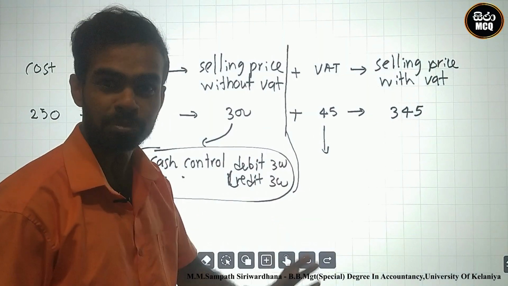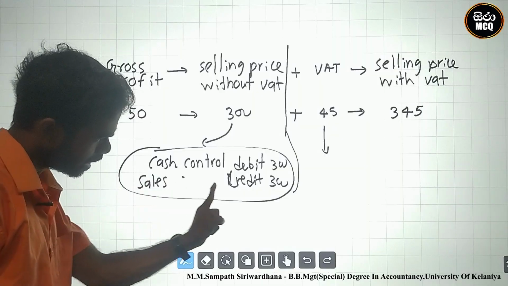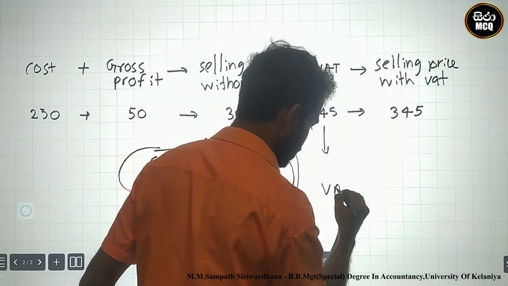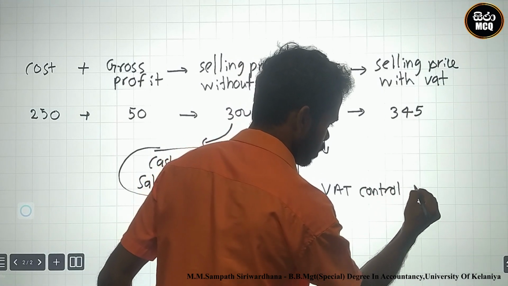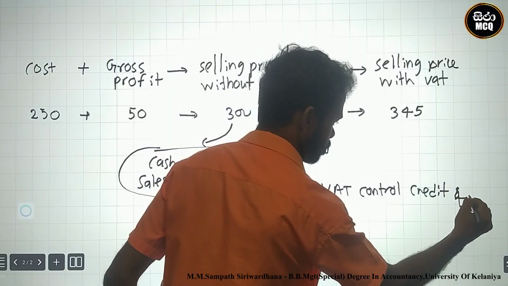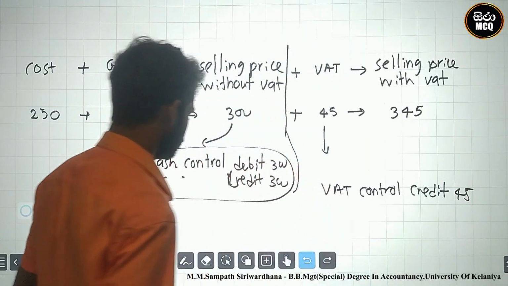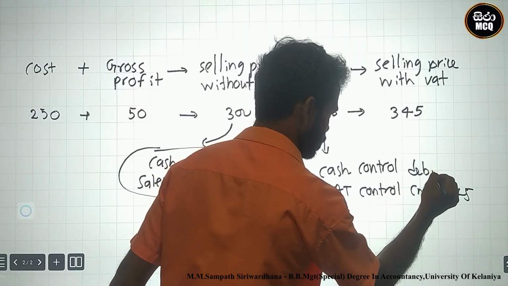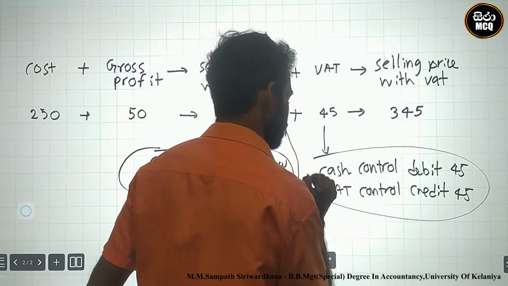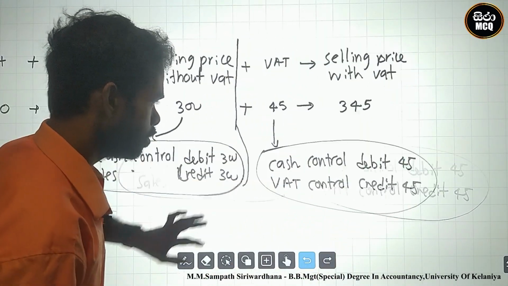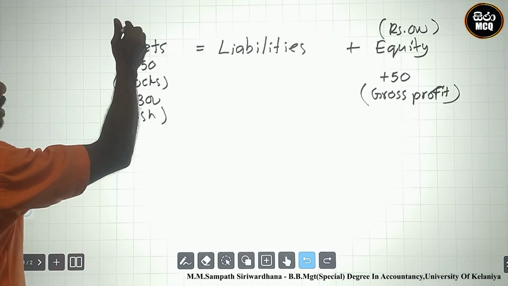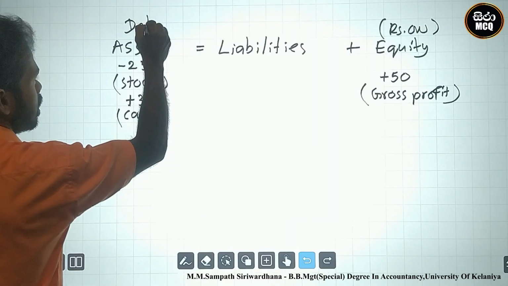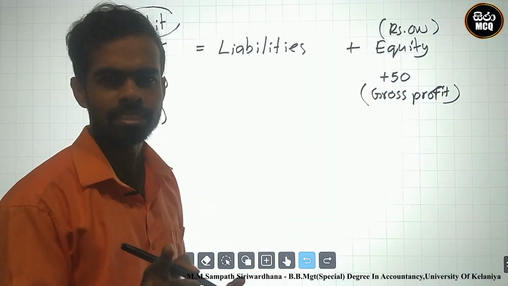Okay, what is the double entry for the VAT amount? Look here, sales credit, no? Based on that, VAT must be credit. VAT control credit 45, debit to cash control. Cash control debit 45. We must identify this impact on the equation. Look here, this is the transaction. You know, assets are normally debit balances. These persons' liabilities are normally credit balances.